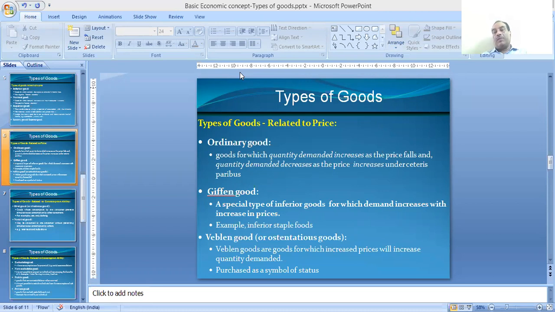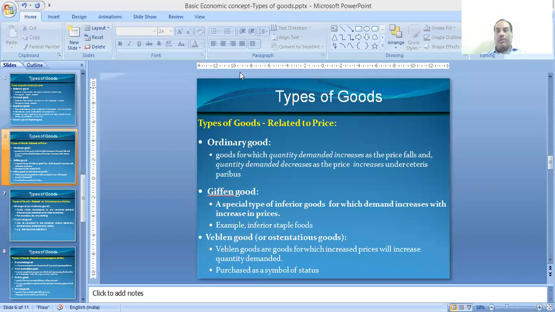So we have no choice. Suppose there is a natural calamity; whatever is available, we will have to buy, despite it being inferior, at a higher price. An example of a Giffen good is staple foods, millets, etc. Often poor people consume these because they can't afford superior goods, and therefore to satisfy their needs and wants, they purchase Giffen goods even if the price goes up.